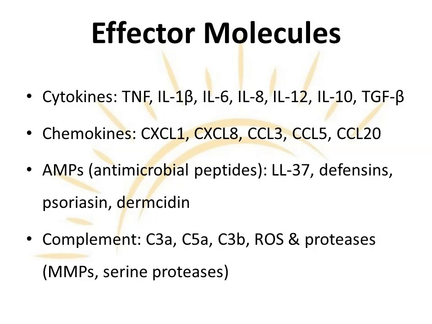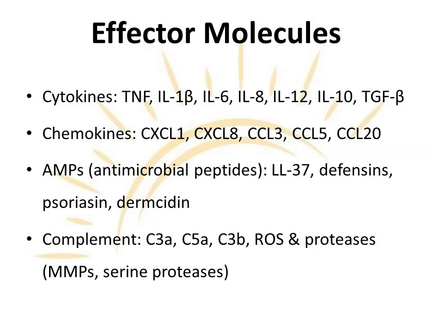TNF, a potent pro-inflammatory cytokine, increases vascular permeability and recruits leukocytes. IL-1 beta, key in early inflammation, induces fever, activates endothelial cells, and promotes cytokine cascades. IL-6 drives the acute phase response and promotes B-cell differentiation.